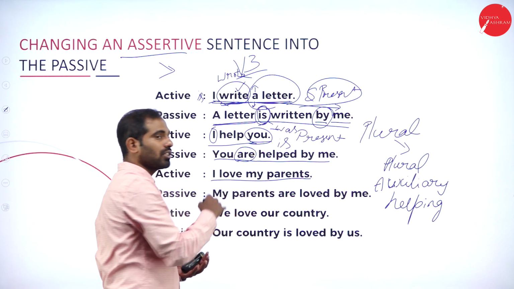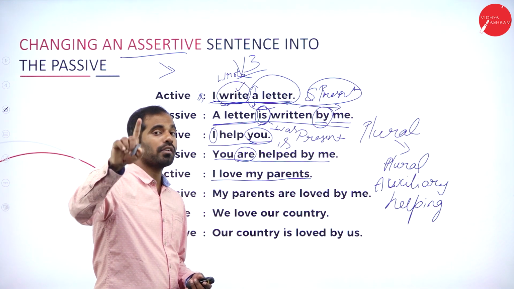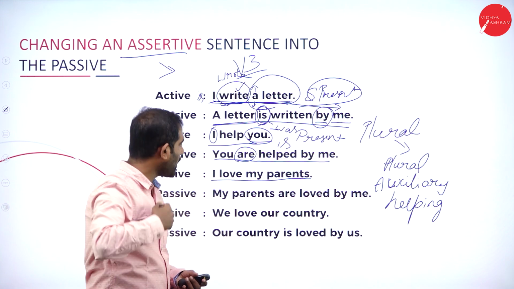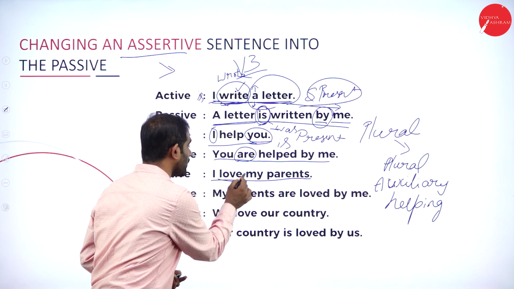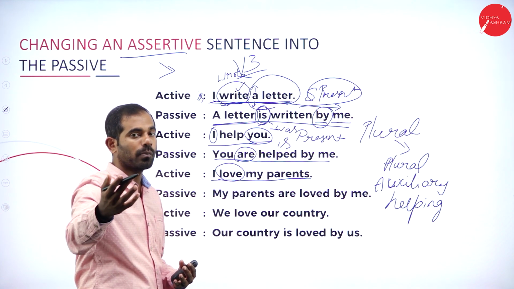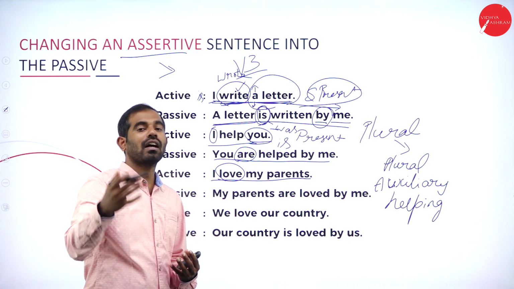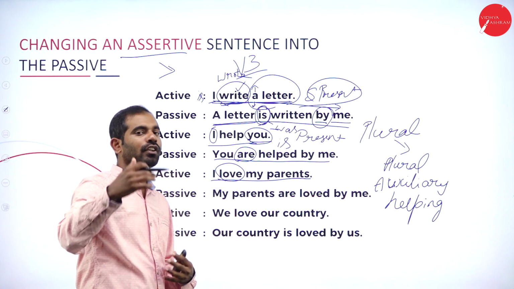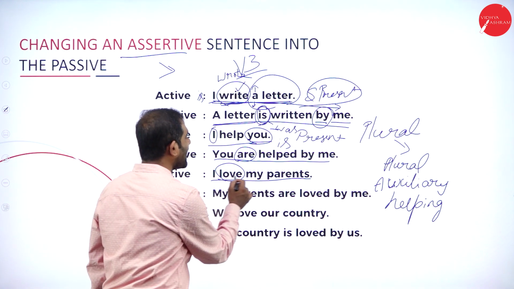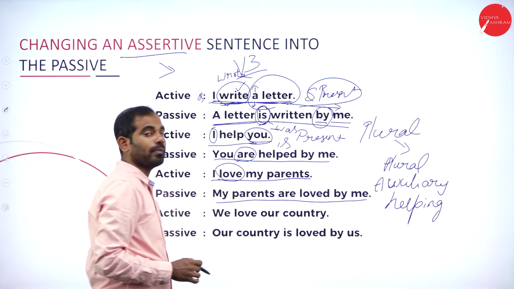My parents will be. We are talking about be. Remember, will be loved by me. Love should be loved. Love is the action word, the verb. My parents will be loved by me. I'm just giving you an explanation here. So I love my parents becomes my parents are loved by me.